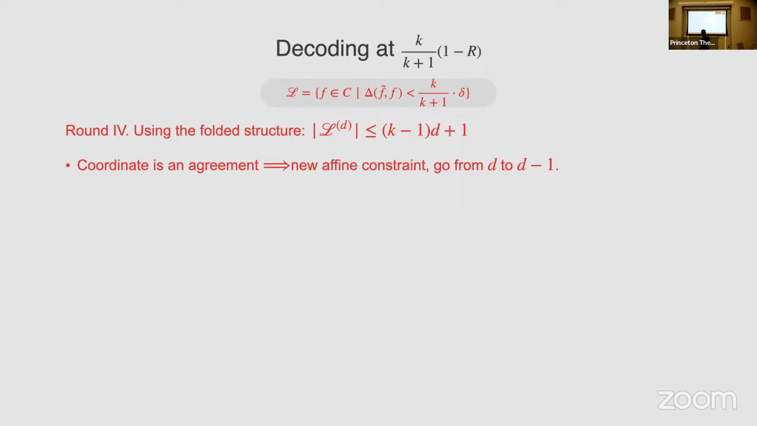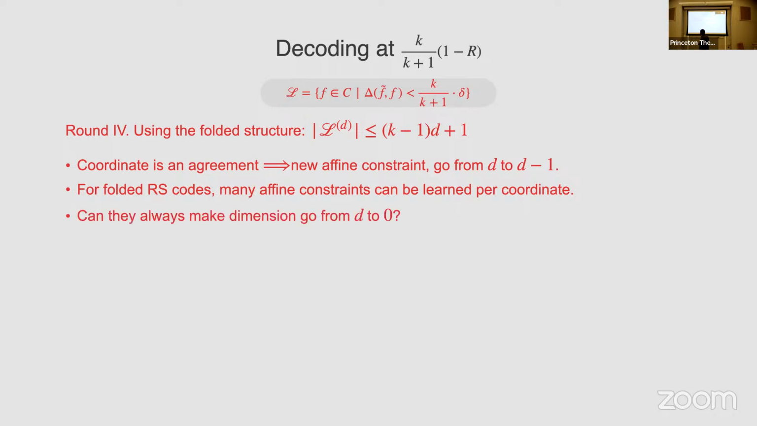What we were really using was that as soon as a coordinate was an agreement, there is a new affine constraint, and the ambient search space went from dimension d to d minus 1. And that's how the induction proceeded. In the folded Reed-Solomon codes, each coordinate being an agreement actually gives you multiple affine constraints. Because each coordinate being an agreement, in the best case, would give m linearly independent constraints. So we can hope to go from d to much lower.